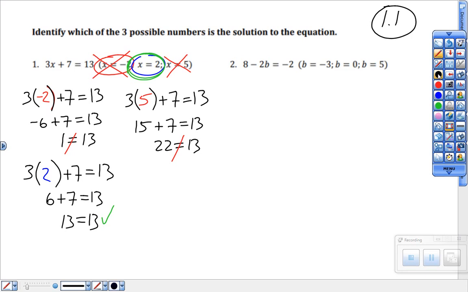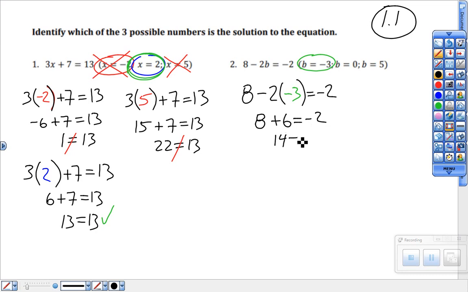All right, if I plug this in, I have 8 minus 2. And for this first value, they want me to plug in b equals negative 3. So where b is, I'm going to plug in negative 3. That gives me 8 plus 6, which is 14. And that is not equal to negative 2. B equals negative 3 is not a solution.